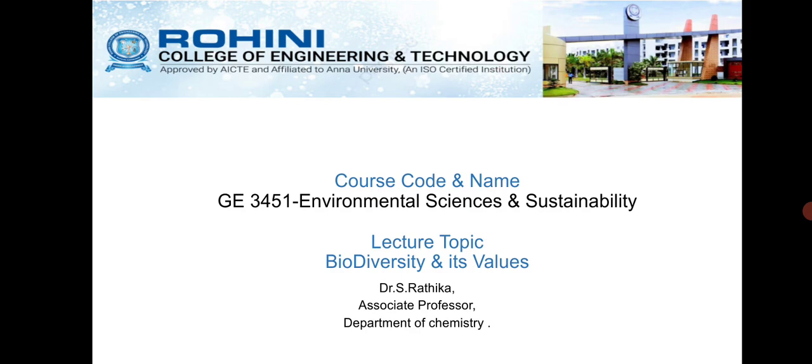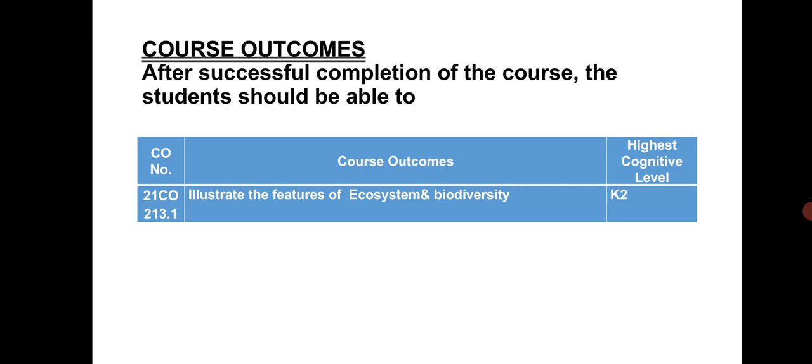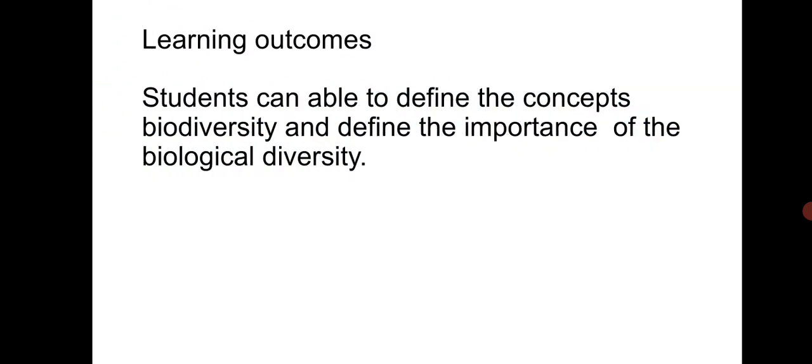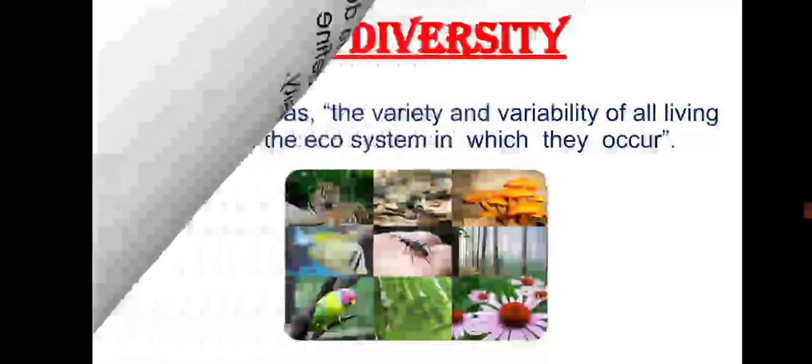In the video lecture series, we discussed what is meant by environment, what is ecosystem, what is biodiversity. In this video, we discuss what we mean by biodiversity and its important values. We know that after the completion of our first unit, students can explain the important features of ecosystem and biodiversity. Particularly after studying our biodiversity topic, they can define the concept of biodiversity and also define the importance of biological diversity.